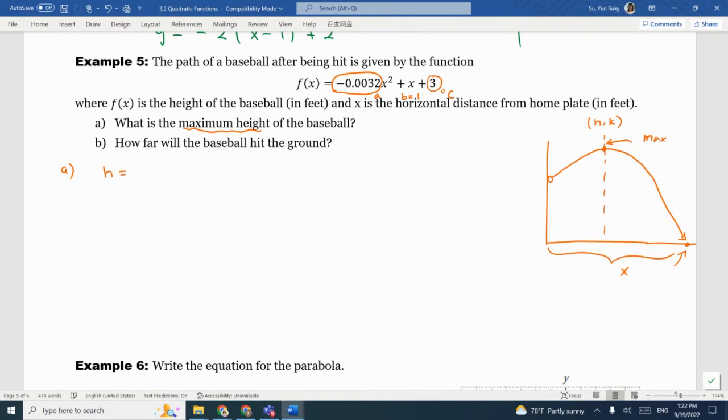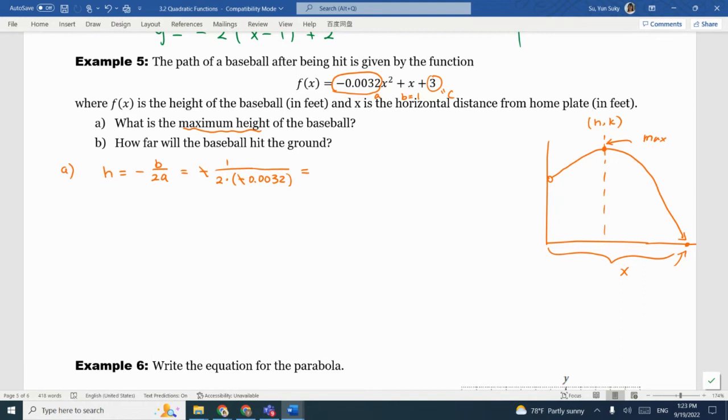Okay, so use our formula. h is negative b over 2a. Right? Negative b is negative 1, over 2a. So 2 times a is 2 times negative 0.0032. Do you see the negative cancel? Right? Okay. So do you have your calculator? Put this in your calculator. What do you get?